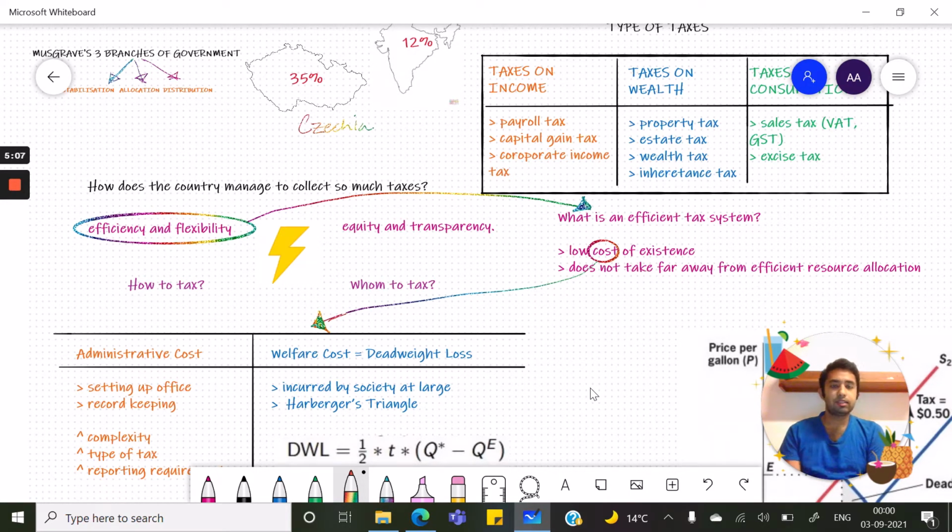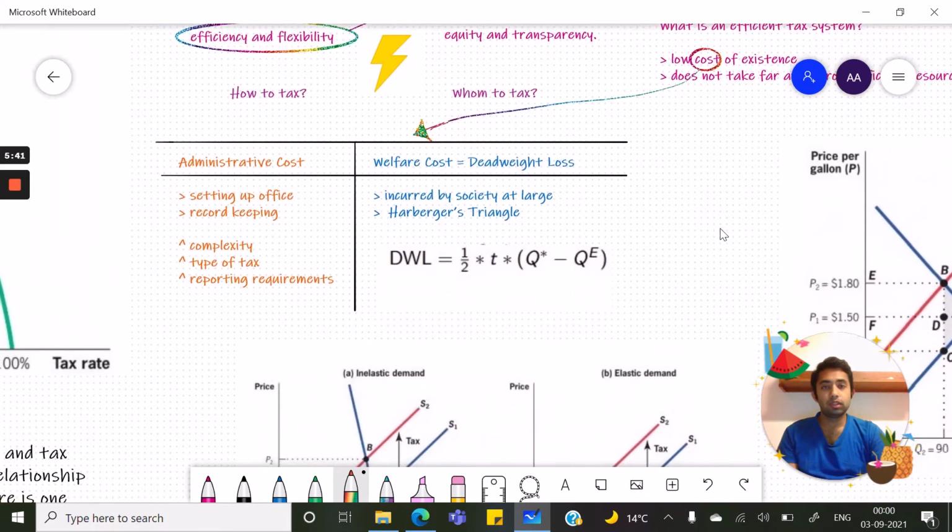And the second main characteristic of an efficient tax system is that it should not take us far away from the efficient allocation of resources, goods and services, right? The taxation system should not distort the equilibrium of goods and services. Okay. Now let's focus on the cost part of the efficient tax system, right? What does it mean to be low cost or less pain, if the tax system has to be more efficient in nature? So again, under the cost section, there are two branches.